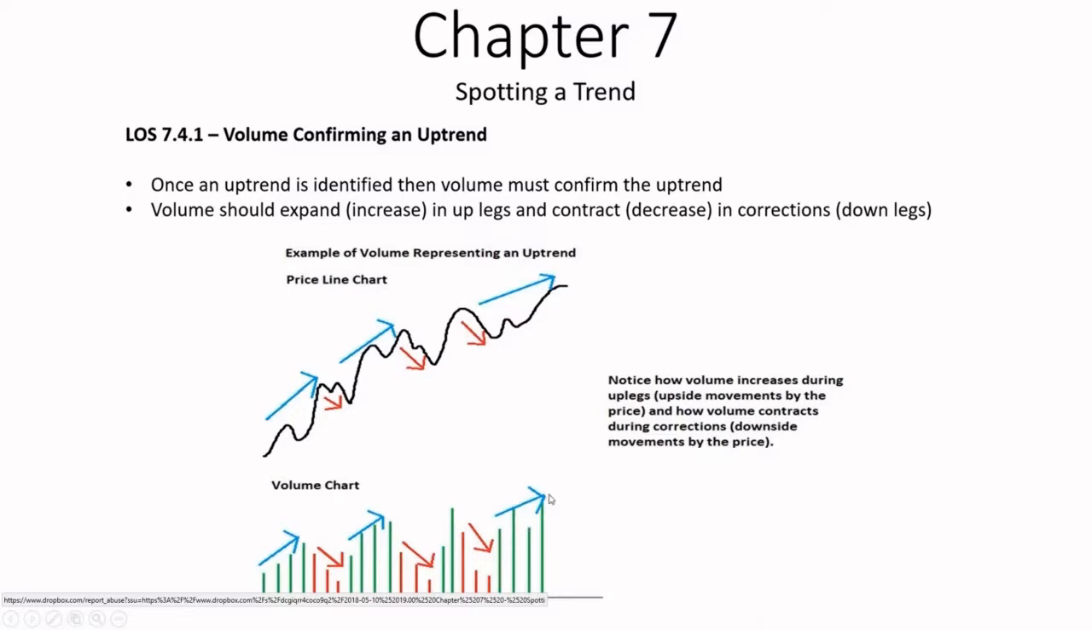So every time we have an up leg, we need to see that the volume is expanding, is increasing. And when the market is correcting, correction refers to the price movement that is opposite from the trend. So if we have an uptrend, the correction is a downside.